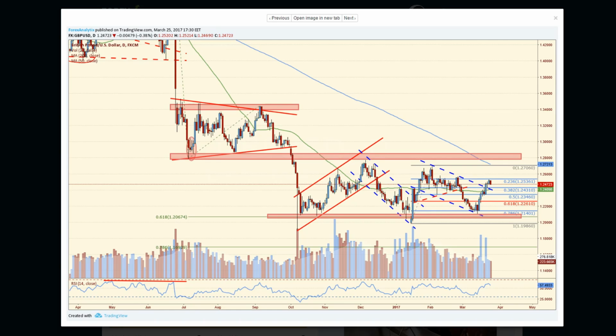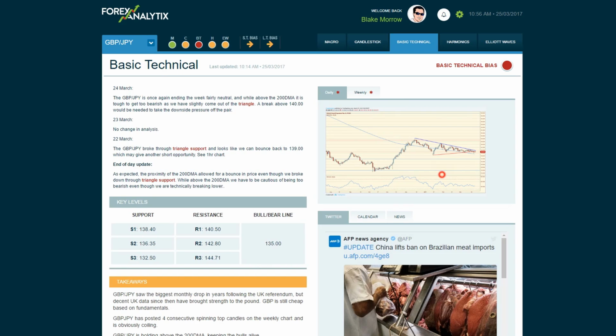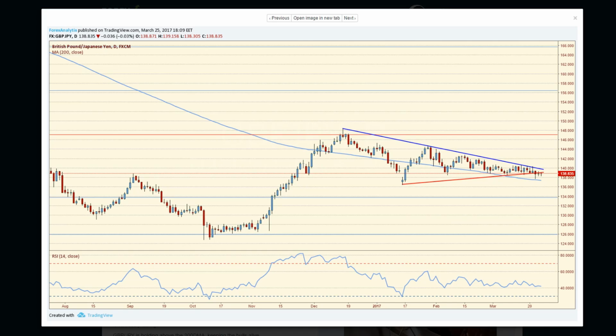I do want to take you over to the pound yen, though. This one has been really wound up very tight. You'll notice that we have this triangle. We slightly broke down through the triangle support, but we have the 200. This is the 200 DMA right here, this 200 period moving average. A break above 140 would be very bullish for the pound yen. We'd probably see a pretty massive squeeze.